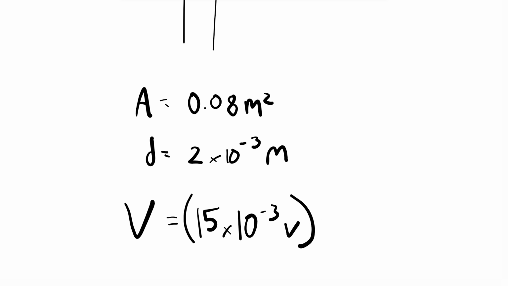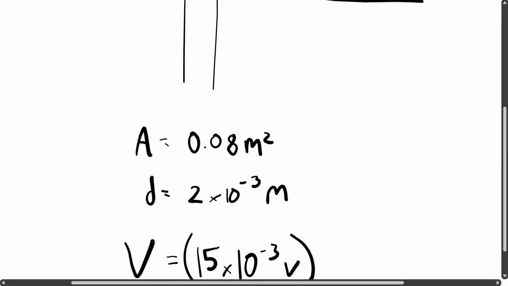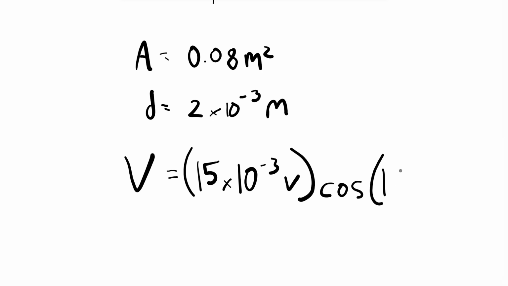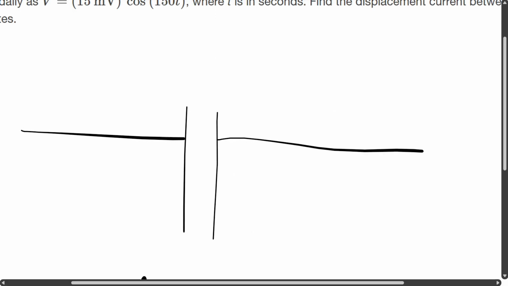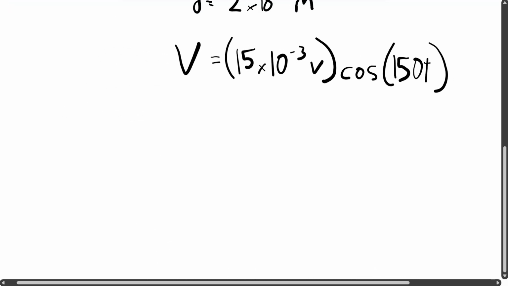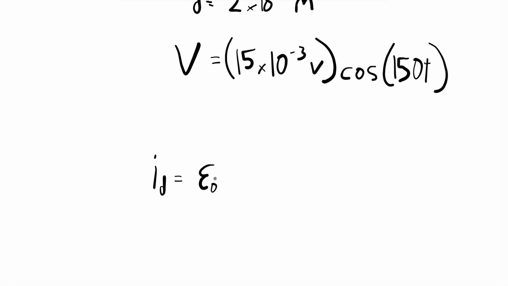Our voltage varies sinusoidally, has an amplitude of 15 times 10 to the minus 3 volts, and our trig term here is a cosine function, cosine of 150t. All right, so this is the information we're given, and this is our setup. Now, what is a displacement current? Well, our formula for the displacement current says let's multiply epsilon naught times the changing electric flux.